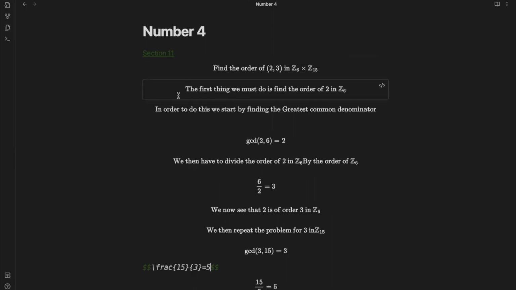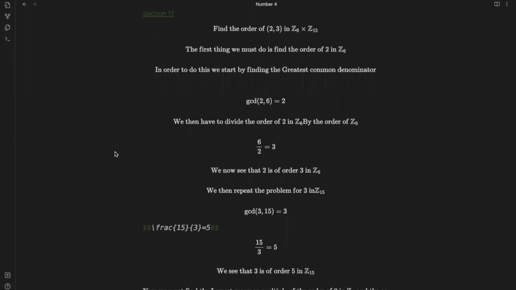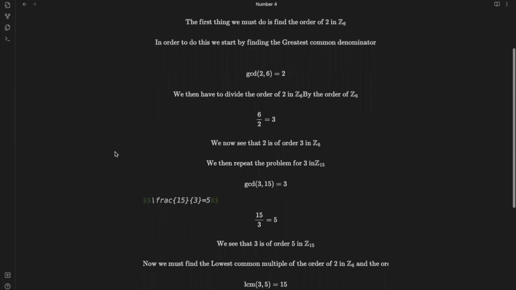All right, so number 4, we had to find the order of (2, 3) in Z6 times Z15. The first thing we must do is to find the order of 2 in Z6. In order to do this, we start by finding the greatest common divisor. The GCD of 2 and 6 is 2. We then divide the order of Z6 by this GCD, and 6 divided by 2 is 3. We now see that 2 is of order 3 in Z6.